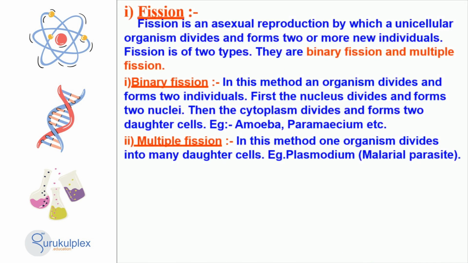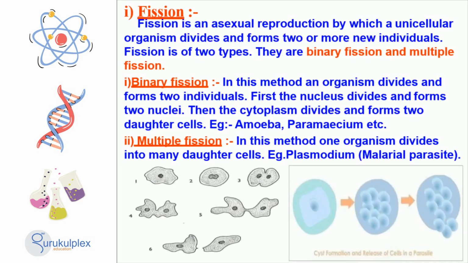Fission is a type of asexual reproduction where only one parent is involved in producing offspring. It is divided into two types: binary fission and multiple fission. In binary fission, the parent organism splits into two daughter cells, while in multiple fission, the parent divides into multiple daughter cells. Organisms that use binary fission include amoeba and paramecium, and an example of multiple fission is the malarial parasite, Plasmodium.